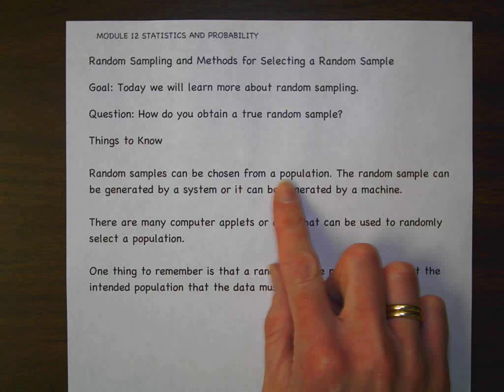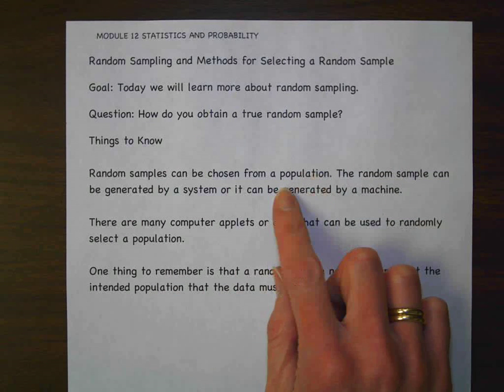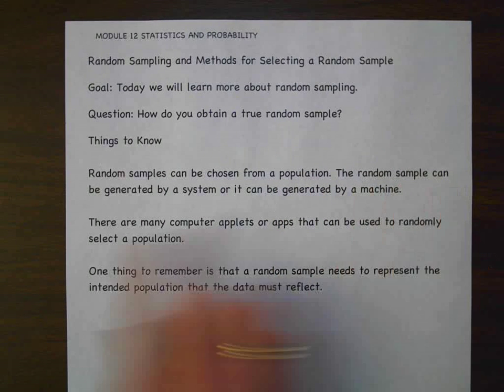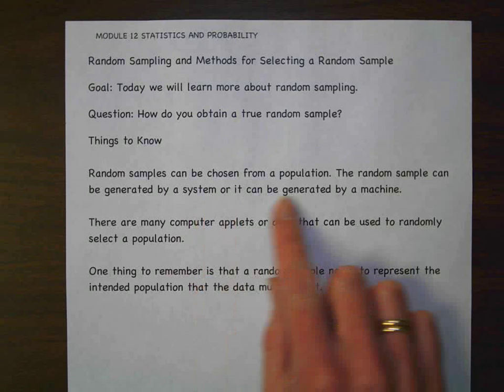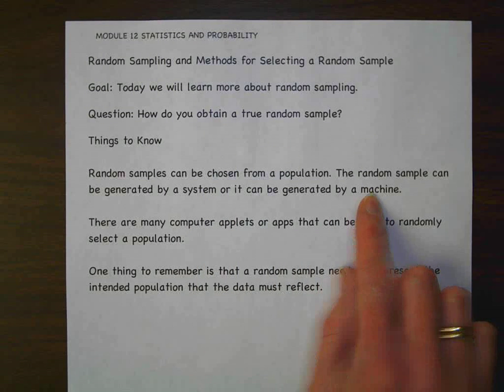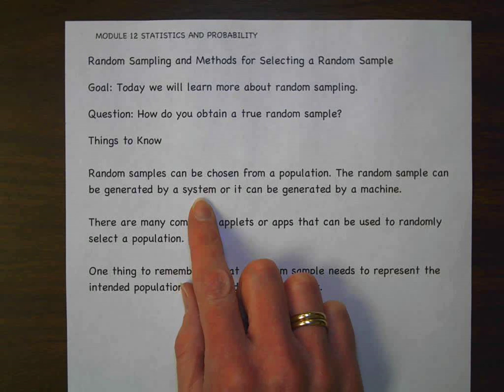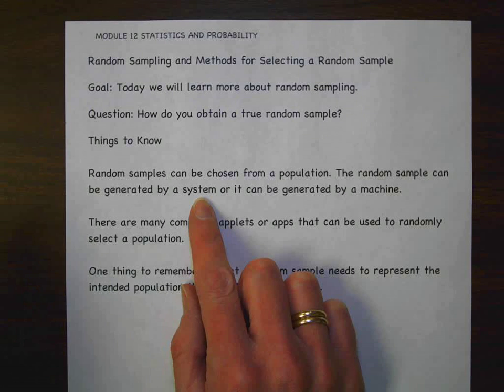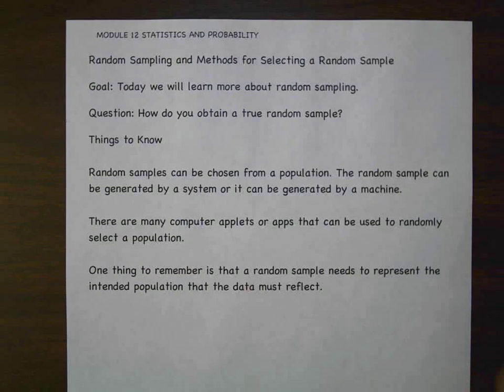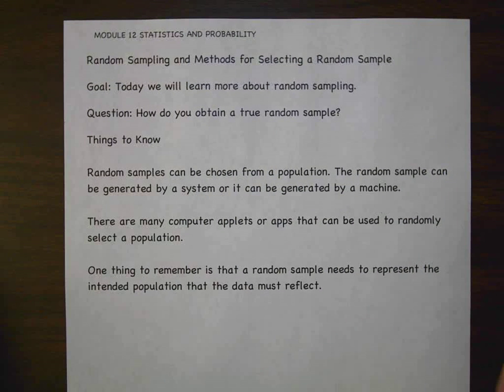Random samples can be chosen from any population. The random sample can be generated by a system or it can be generated by a machine. What I'm talking about when I say a system is, in yesterday's lesson we talked about there being a formula like, okay, roll the dice, and if you get a 1 on this dice and a 4 on this dice, and then you identify what both of those dice are representing, that gives you a true random sample of who you're picking.